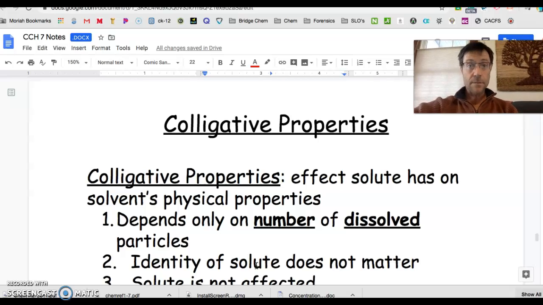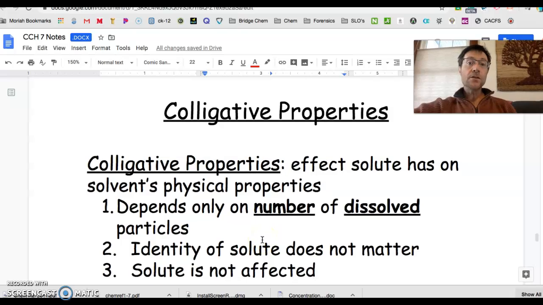So what it is doesn't matter. Again, it's only the number of dissolved particles. And the solute isn't affected. The salt that you put in just stays salt. Nothing happens to it. There's no weirdness. The only thing that changes are the freezing and melting point of the solvent, which is fun for us because then we can do things like make maple sugar and stuff like that. Which, lordy, why wouldn't we want to?